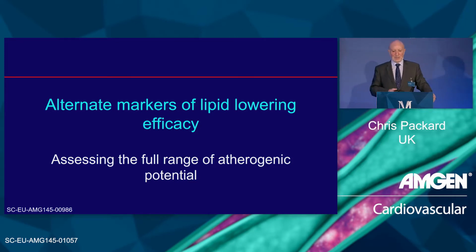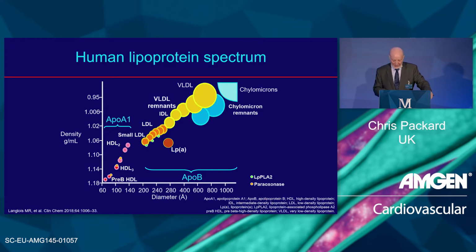So let's look at assessing the full range of atherogenic potential, since we understand that apoB-containing lipoproteins are where it's at. If we go to this little ball diagram here, HDL has moved out of our view for the moment. It may come back, but at the moment it's moved out of our view as a target for therapy. And the target for therapy, really a target for therapies, are all of the apoB-containing lipoproteins.